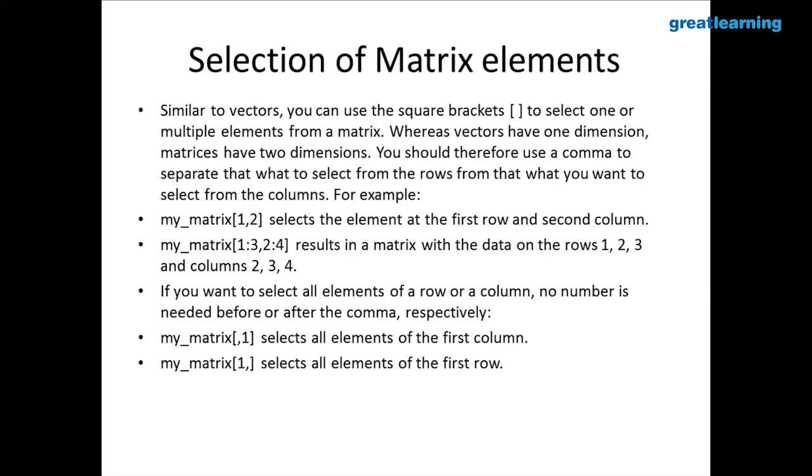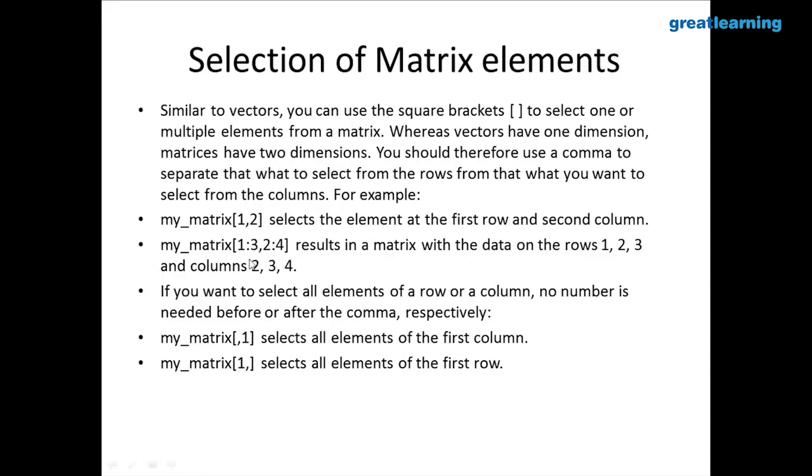Remember, we used to have a vector x or something, right? If I want to select the first element of the vector, I used to do x square bracket 1. If I want to select the fifth element, x square bracket 5. That's how I used to do it. Now in the case of a matrix, let's assume I created my_matrix, and I give 1, 2. When I say 1, 2, it selects the first row and the second column. So it will give me the element sitting at the first row and second column, a single element.